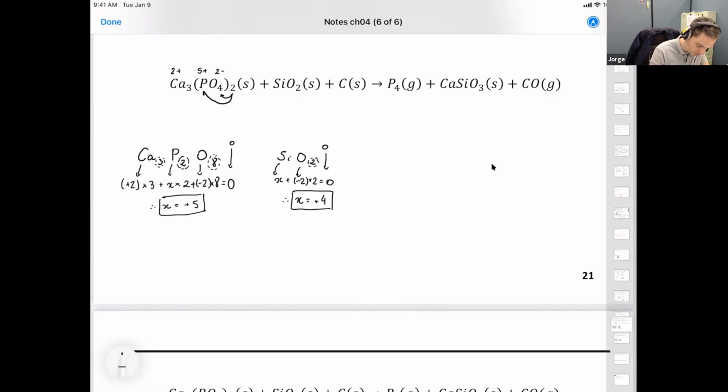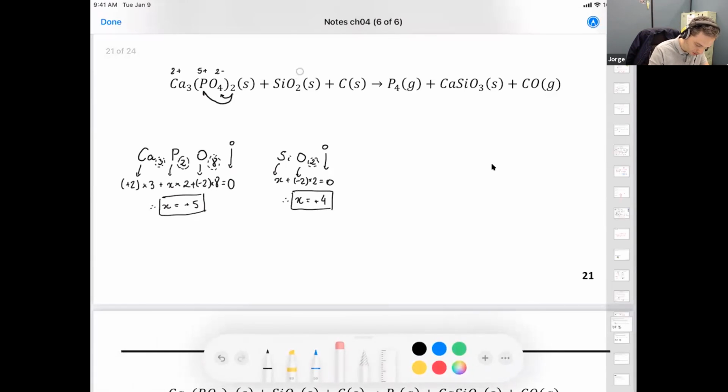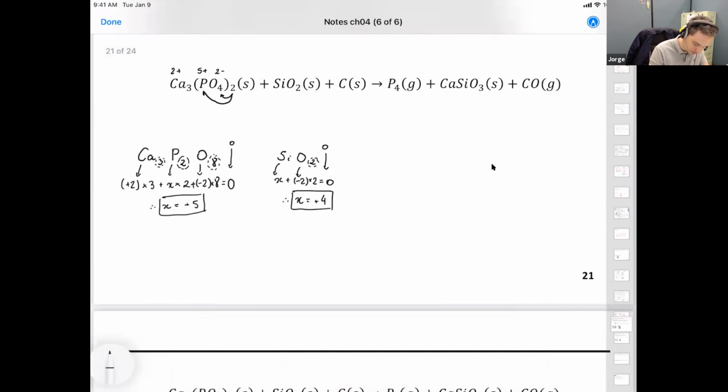So again, I'm going to write the oxidation number for each element on top of the molecule. Oxygen, we know that it is 2 minus, and silicon, in this case, we determined 4 plus.